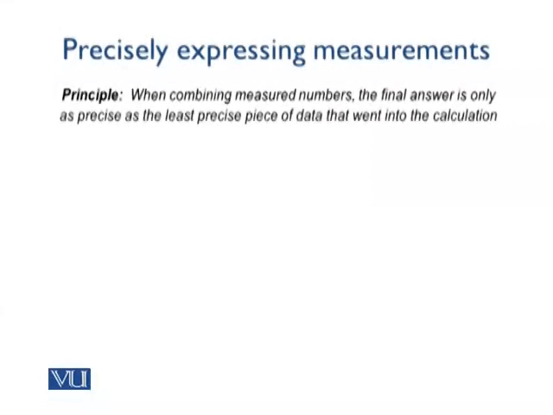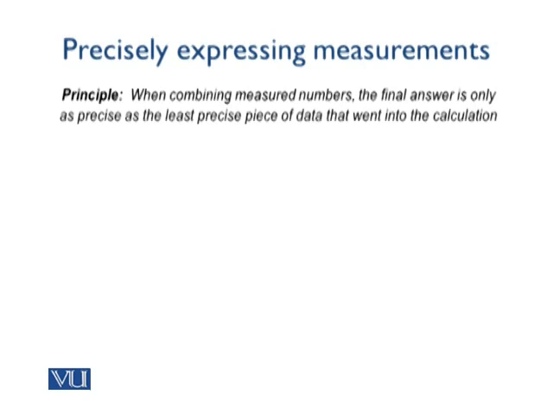So a principle which we can use whenever we are making measurements, I would read this principle, and that is, when combining measured numbers, the final answer is only as precise as the least precise piece of data that went into the calculation. So to explain this, let's consider an example.